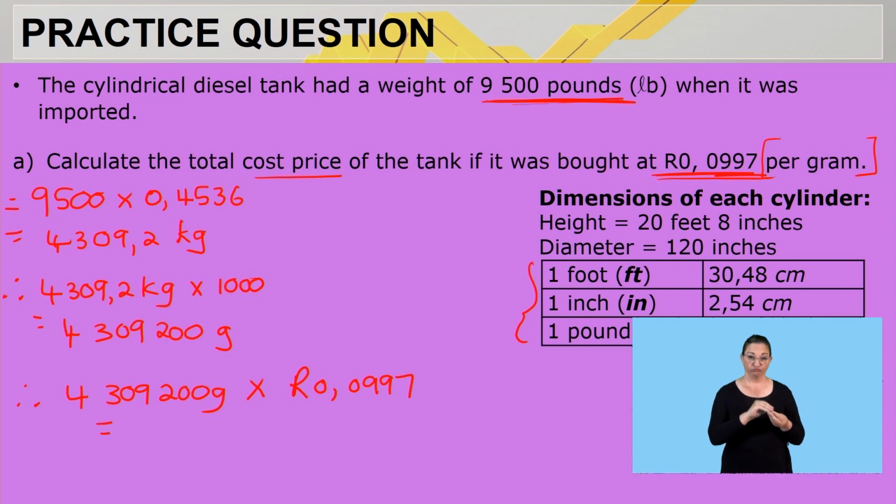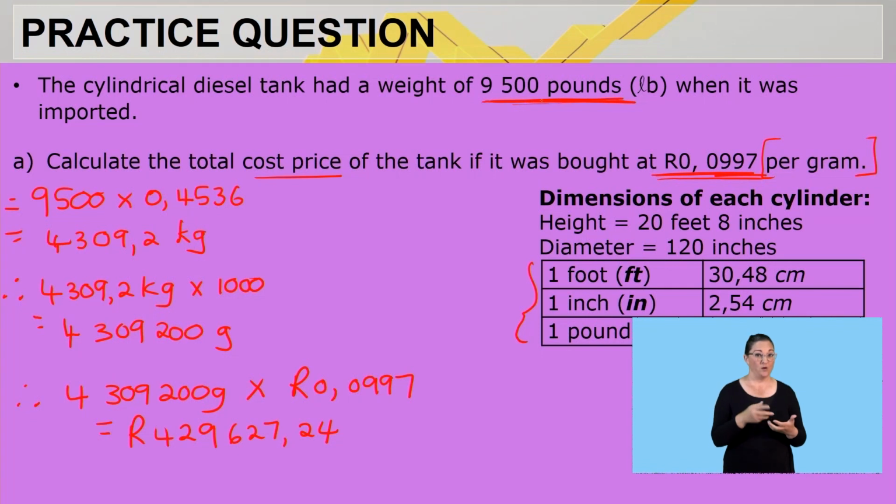Each of these diesel cylindrical tankers will cost 429,627 Rand and 24 cents. So when Randall is importing this from America, this is what he'll pay: 429,627 Rand and 24 cents. Guys, are we clear on this one?